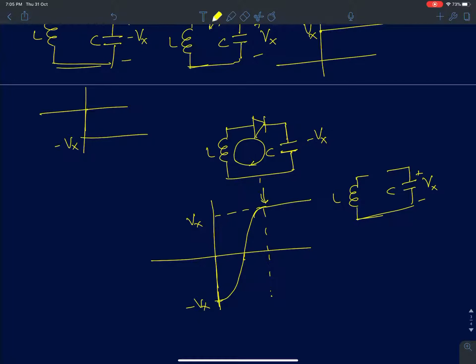So I'll draw the circuit at the end of one half cycle. Now the capacitor voltage is 0 volts. There is a 0.5 volt drop across this. Now the current has also become 0 in the circuit.